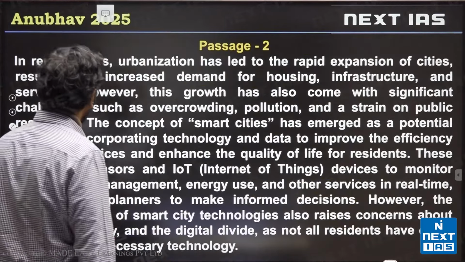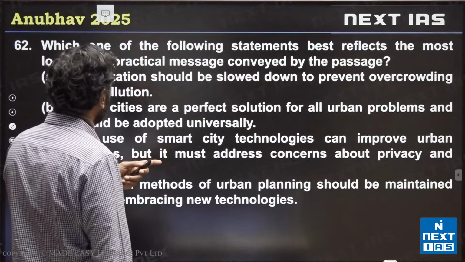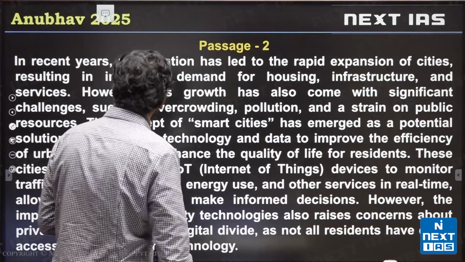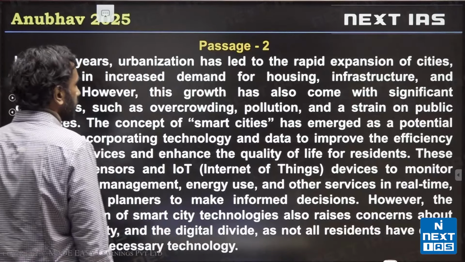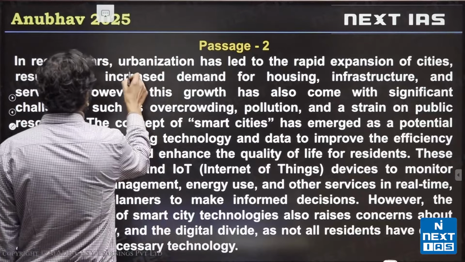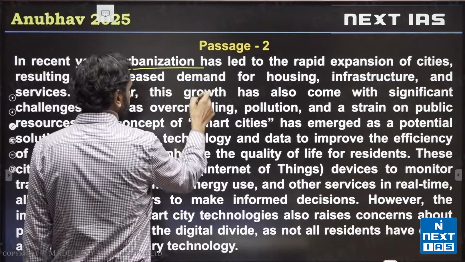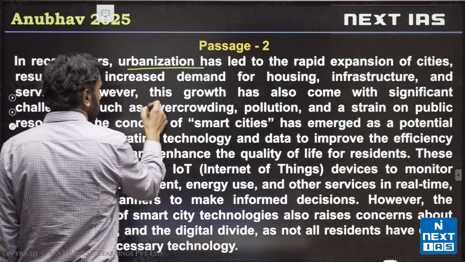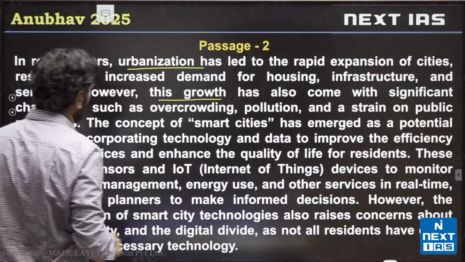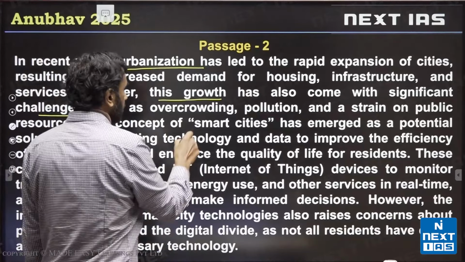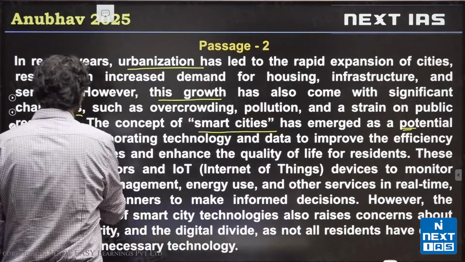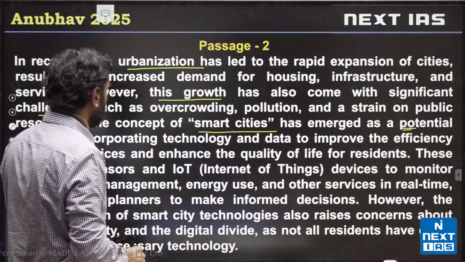Okay, let's look at passage 2. Passage 2, again, it's a one question, one passage. So I'm looking for what is being asked. Main point. In recent years, urbanization has led to rapid expansion of cities, resulting in increased demand for housing, infrastructure, services. However, this growth also comes with significant challenges such as overcrowding, etc. The concept of smart cities has emerged as a potential solution. I'll mark the words potential solution, incorporating technology, data, etc.